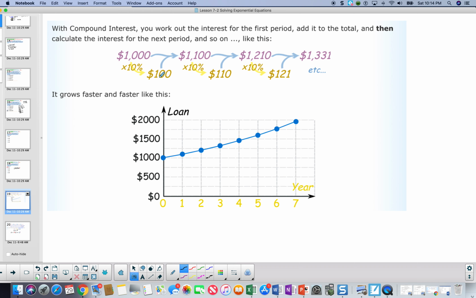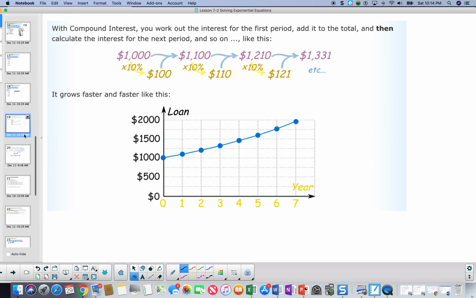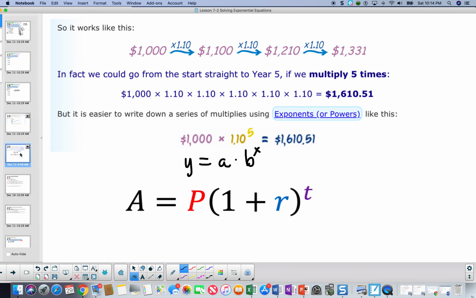So after a year, you're going to owe $1,100. And after that, they're going to take 10% of that number, which is this. They're going to add it to what you owe, and this is what you're going to now owe. So what it is: multiply and then add, multiply and then add, multiply and then add. But there's an easier way, and let me show you how we do that.